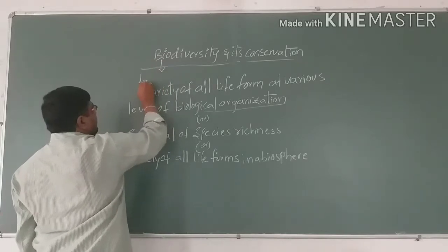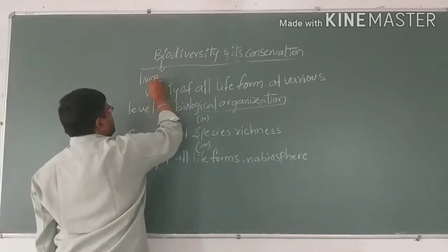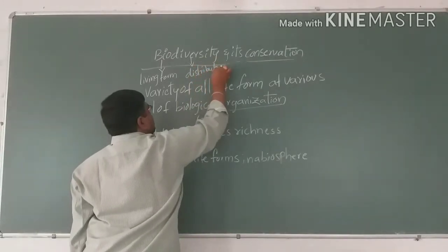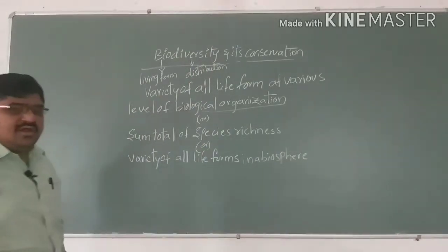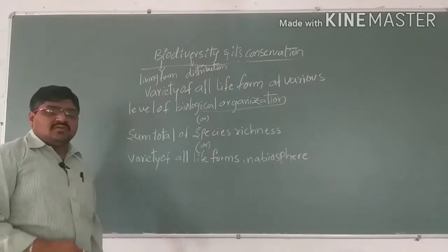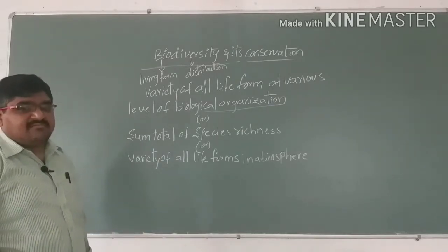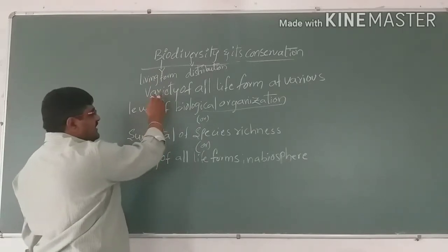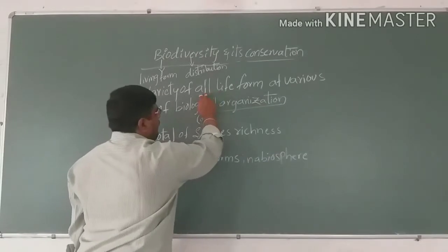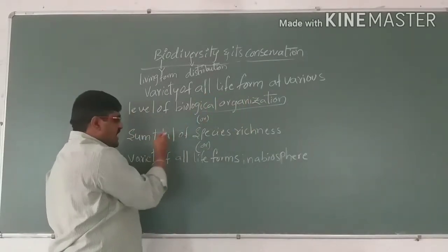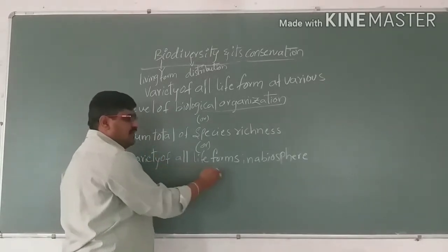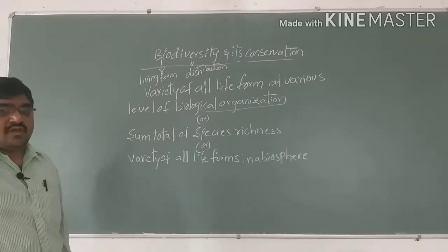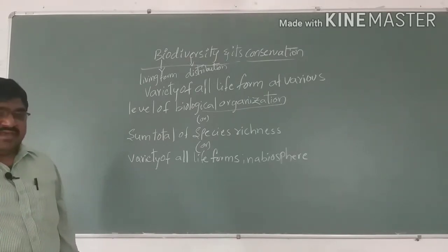One is bio, meaning living organisms or living forms, and diversity means distribution. So we can say the distribution of species, that means distribution of organisms or distribution of flora and fauna throughout the Earth's surface, is called biodiversity. It can be defined as the variety of all life forms at various levels of biological organization, or the sum total of species richness, or the variety of all life forms in the biosphere, or the distribution of plants and animals throughout the Earth's surface.